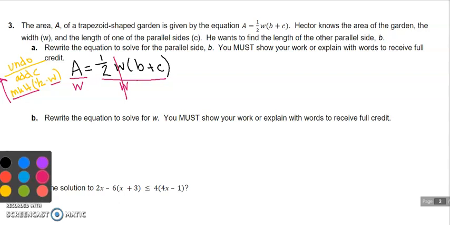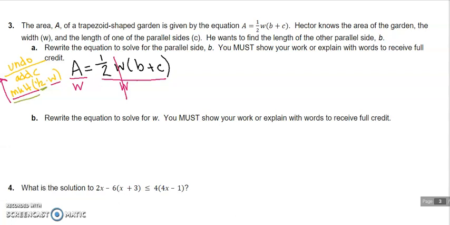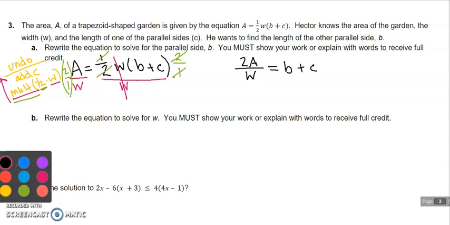Now, if I want to undo this multiply by 1/2, think about dividing by 1/2. When you're dividing by a fraction, the operation is to flip it and multiply. So basically we're multiplying by 2/1, because the 2 on top and 2 on bottom cancel, 1 on top and 1 on bottom cancel. But if I multiply this side by 2/1, I'm going to have to multiply this side by 2/1. So what I have left is 2A over W equals, let's see what didn't cancel over here, B plus C.